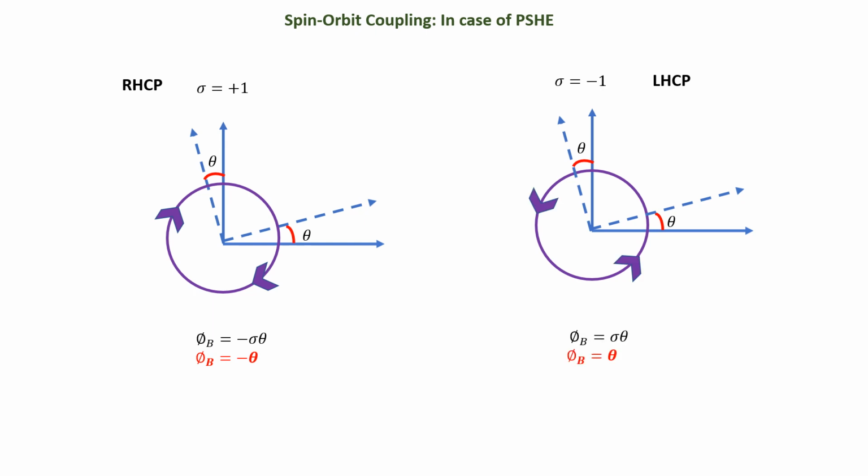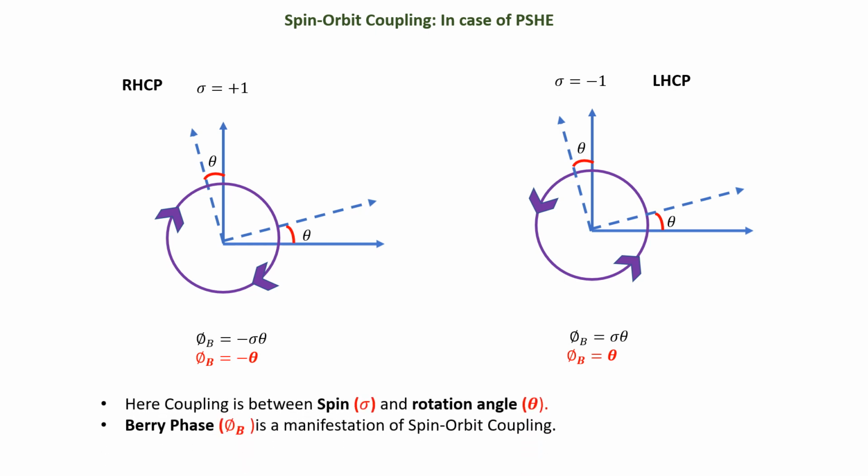Therefore, there is a coupling between sigma and theta, where theta is the angle of rotation of the frame, and this coupling leads to the production of Berry phase. In this case, Berry phase is a manifestation of spin orbit coupling.